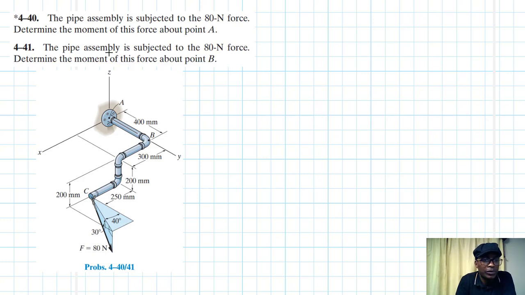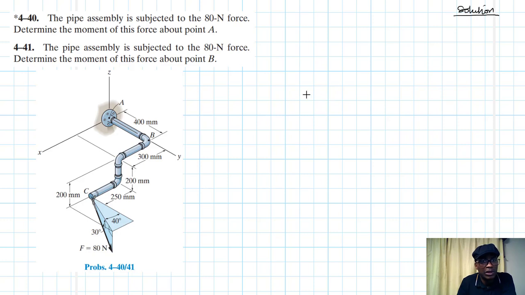Hello, I welcome you all to this another interesting screencast, and the problem reads: the pipe assembly is subjected to the 80 Newton force. Determine the moment of the force about point A and about point B. This problem is coming from the Engineering Mechanics and Statics textbook, 13th edition by R.C. Hibbeler.